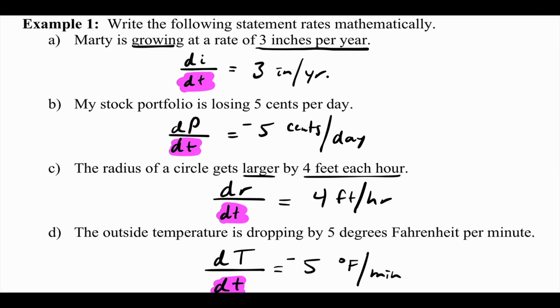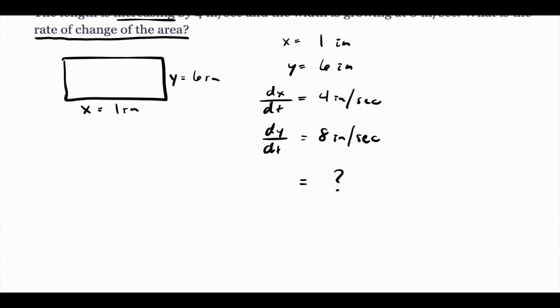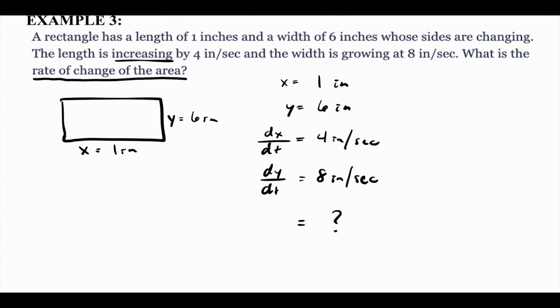Imagine letter C said the area of a circle gets larger by. How would that change? So imagine this guy said area. How would the problem have changed? There you go. It would be just dA over dt. For area, we use capital A. That's the only difference. That's what I need to find. That's step 2.